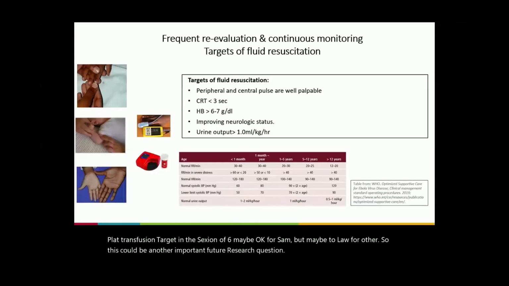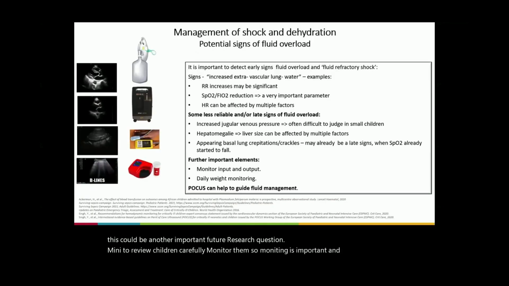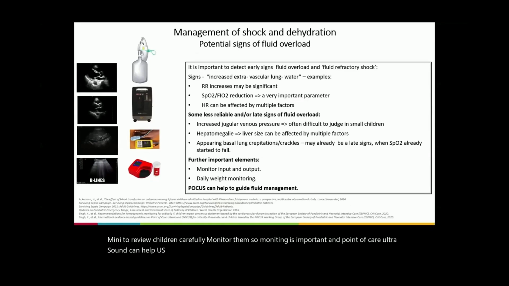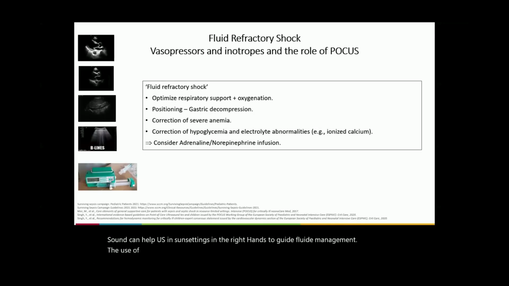We need to review children carefully, monitor them. So monitoring is important, and point-of-care ultrasound can help us in some settings in the right hands to guide fluid management. The use of inotropes and vasopressors may not be a priority in all of the district hospitals and should only be done and used if we have the right resources and expertise.